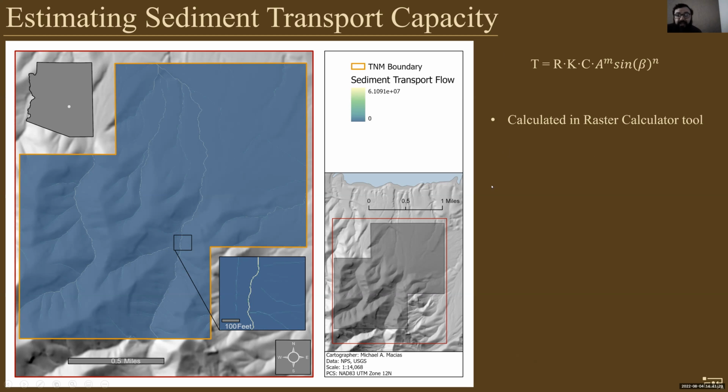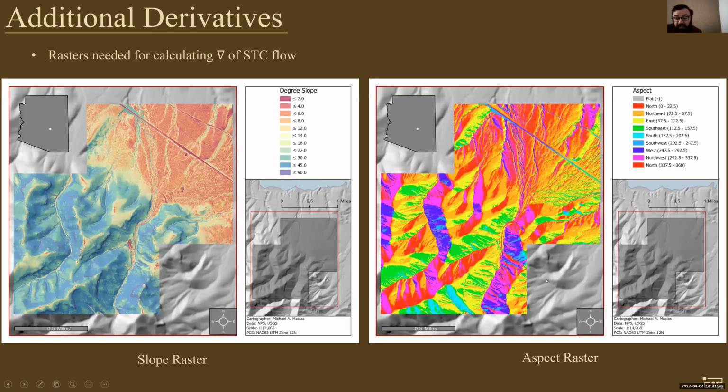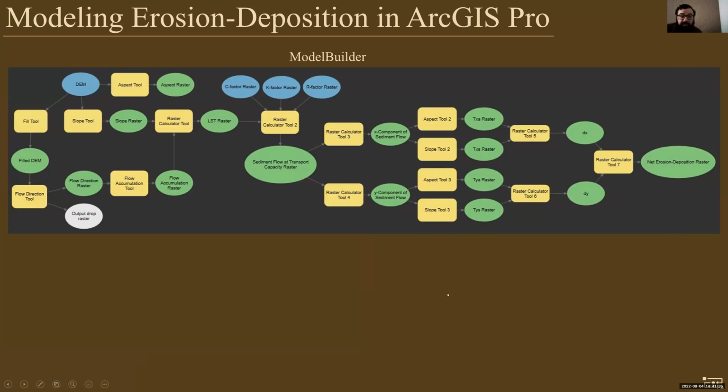Now that I had each factor in raster format, I input them into the USPED model, and in the raster calculator, I calculated the sediment transport capacity flow. I needed two additional rasters, the slope raster and the slope aspect raster, which shows the compass direction of the downslope, again to calculate divergence and sediment transport capacity. So this is what the model looks like in ArcGIS Pro's Model Builder.